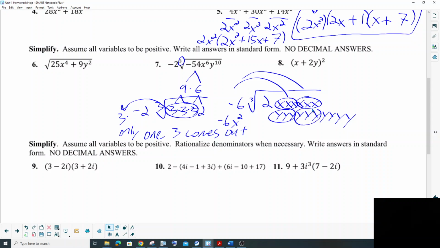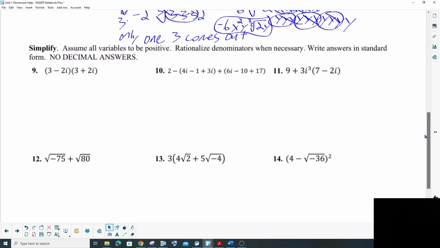And then we have 1, 2, 3 y's, and so 3 of those come out. And what we have left with is just a 2 and a y. There we go. That's number 7 done.